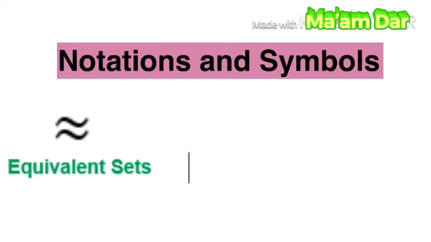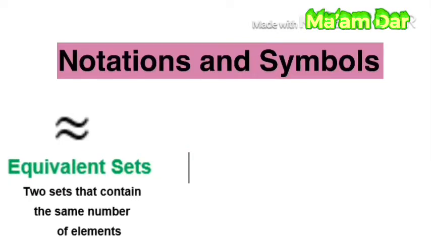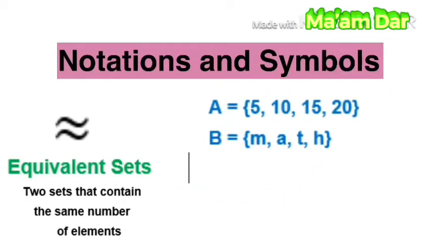Then we have this. This is a symbol of equivalent set. When you say equivalent set, these are two sets that contain the same number of elements. For example, set A is the set of numbers 5, 10, 15, 20. Set B is the set of letters in the word math.